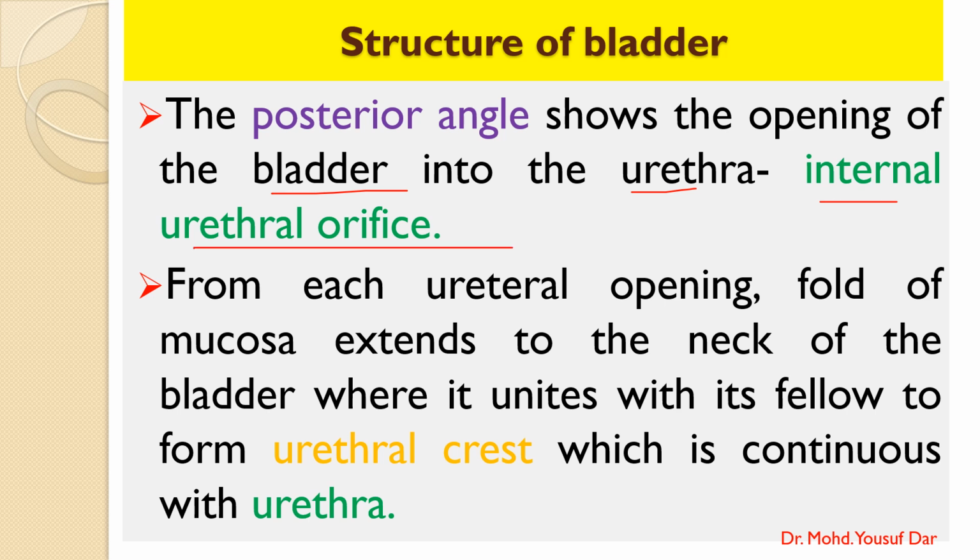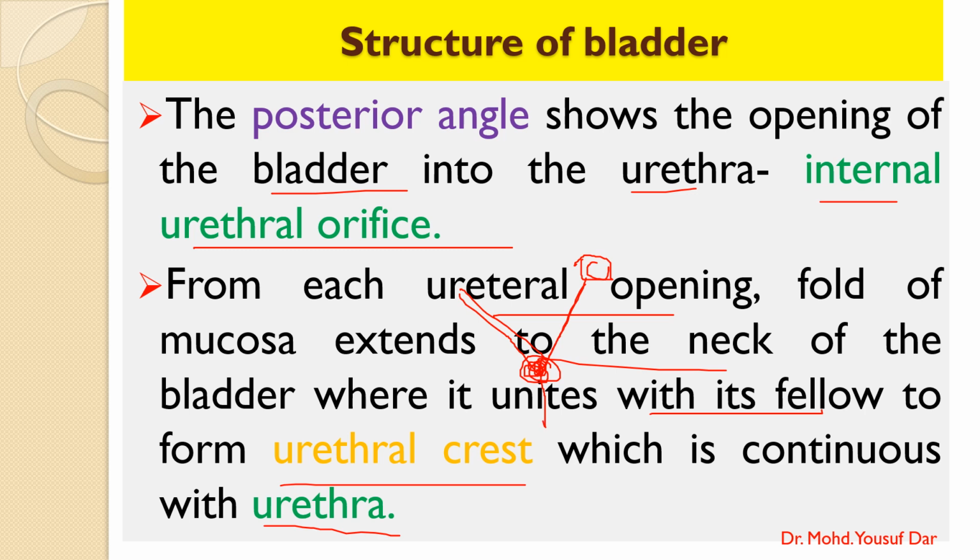From each ureteric opening, a fold of mucosa extends to the neck of the bladder, where it unites with its fellow to form the urethral crest, which is continuous with the urethra. So from each ureteric opening a mucosal fold extends and joins with the mucosal fold of the opposite side, forming a crest known as the median urethral crest. That urethral crest continues with the urethra.